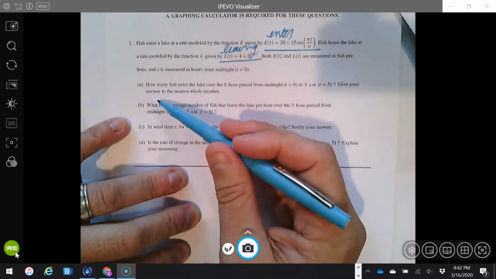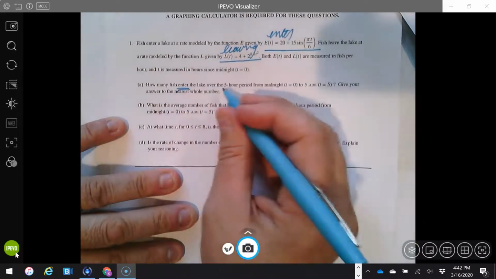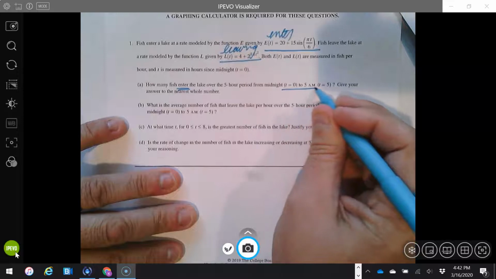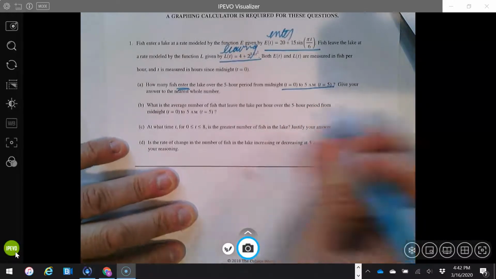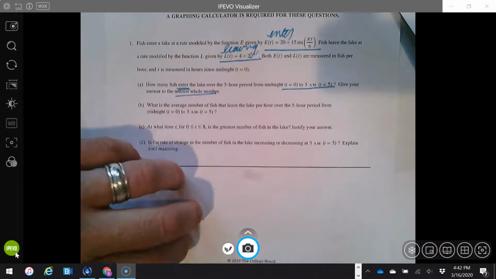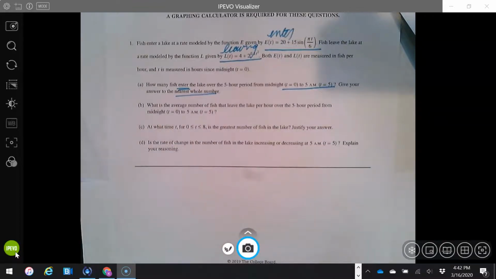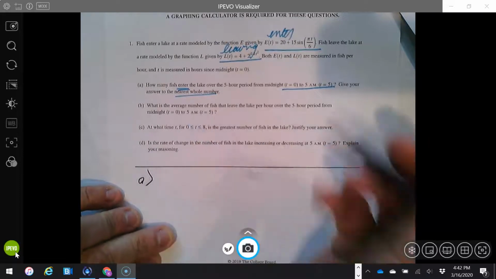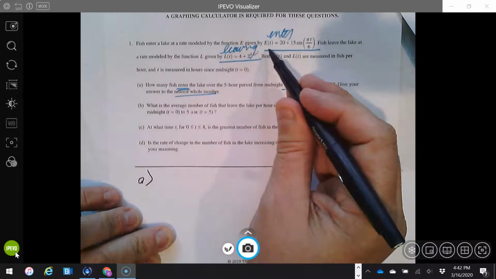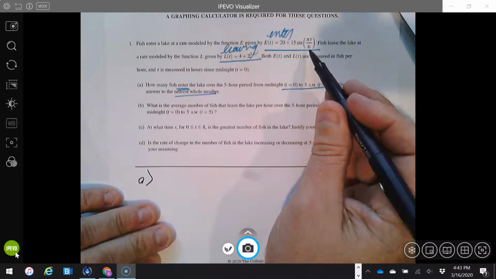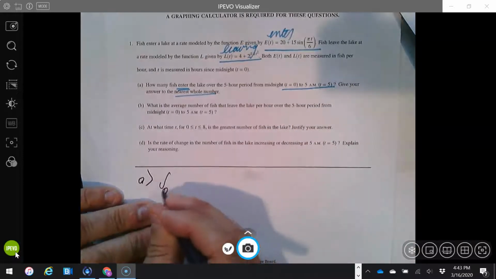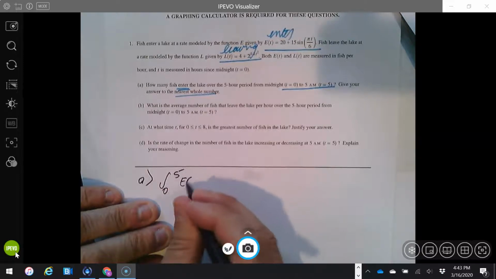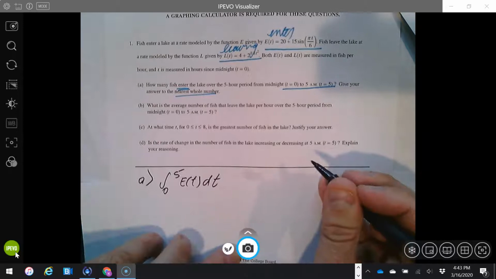Okay. Part A, how many fish enter the lake over the 5-hour period from t equals 0 to 5 a.m.? Give your answer to the nearest whole number. Okay, well, I can tell you that in advance of filming, I already went on to my computer and I entered the 2 different functions. In part A, we want to know how many fish enter the lake over the 5-hour period. Well, E of t is the rate. It's how fast they enter. So how many enter? Well, that's going to be the integral from 0 to 5 of E of t dt.